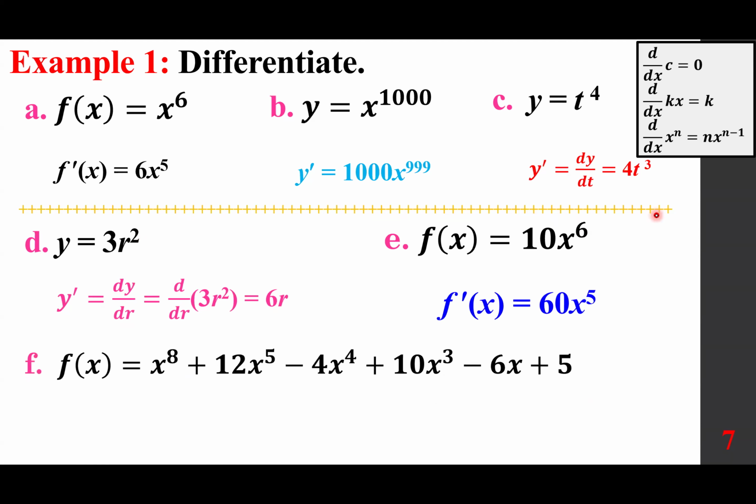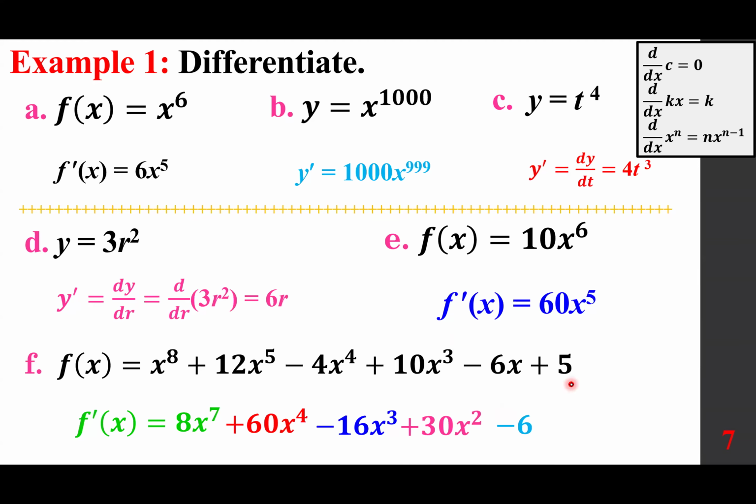Over here, when we looked at the theorems that were discussed in the beginning, known as the sum and the difference rules, as you recall, it basically means do them term by term. So we're going to work with the first one, 8x to the power of 7. Then the second one, 5 times 12, 60x to the power of 4. 4 times 4, 16, minus 16x cubed. 10 times 3, 30, plus 30x squared, minus 6, and 5, of course, is 0. So you do it term by term. That's the idea.